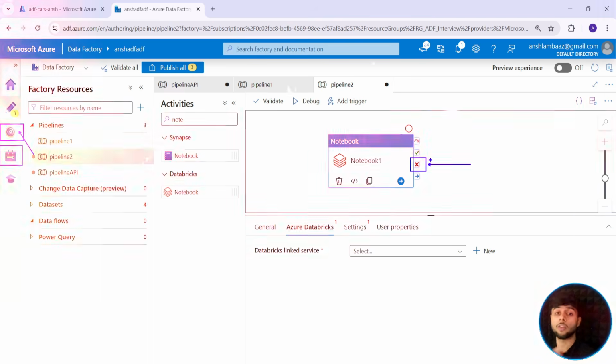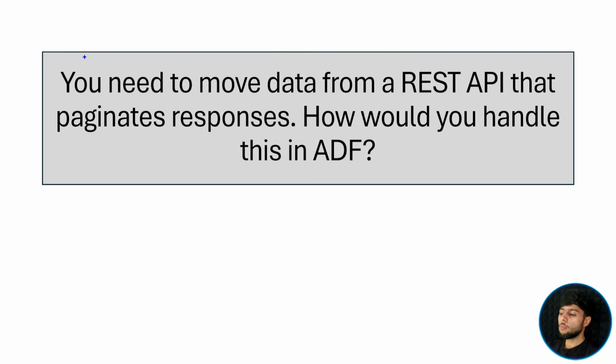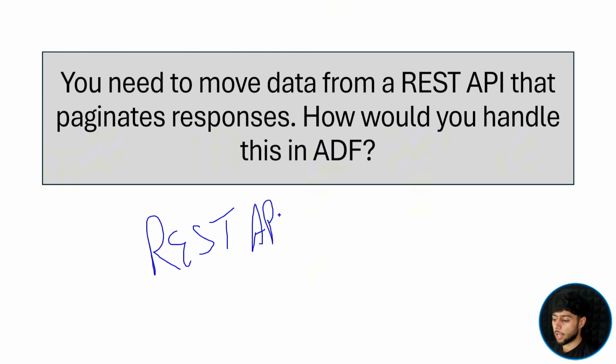Got it? Very good. So the next question is, you need to move data from a REST API that paginates responses. How would you handle this in ADF? As we have already dynamically moved data using HTTP connection, now it's time to work with REST APIs, where we can get responses which are stored in pages, or paginated responses. For that, we have a different dataset option available. It's called REST API, the same way that we have for HTTP connection.